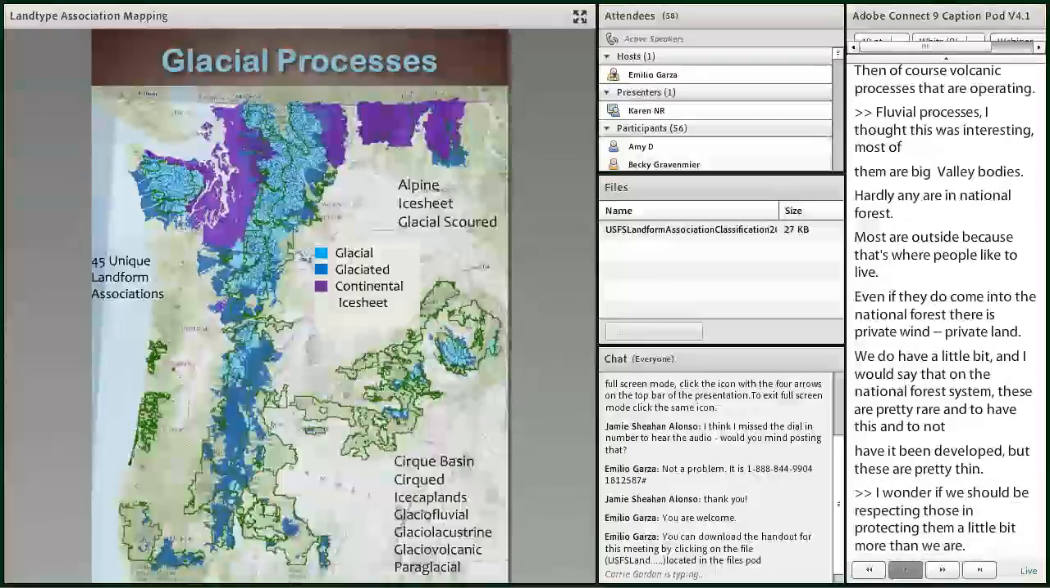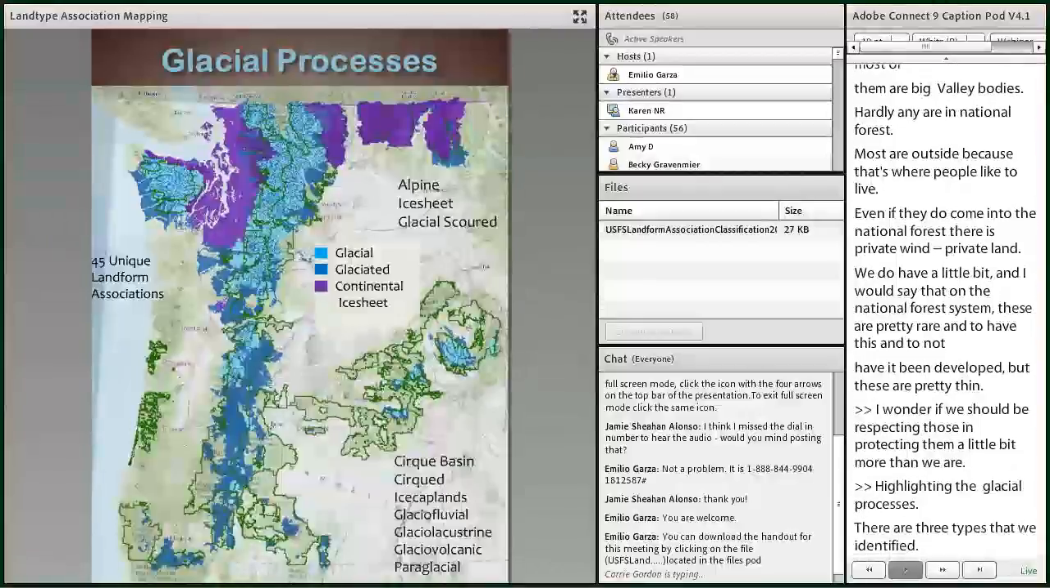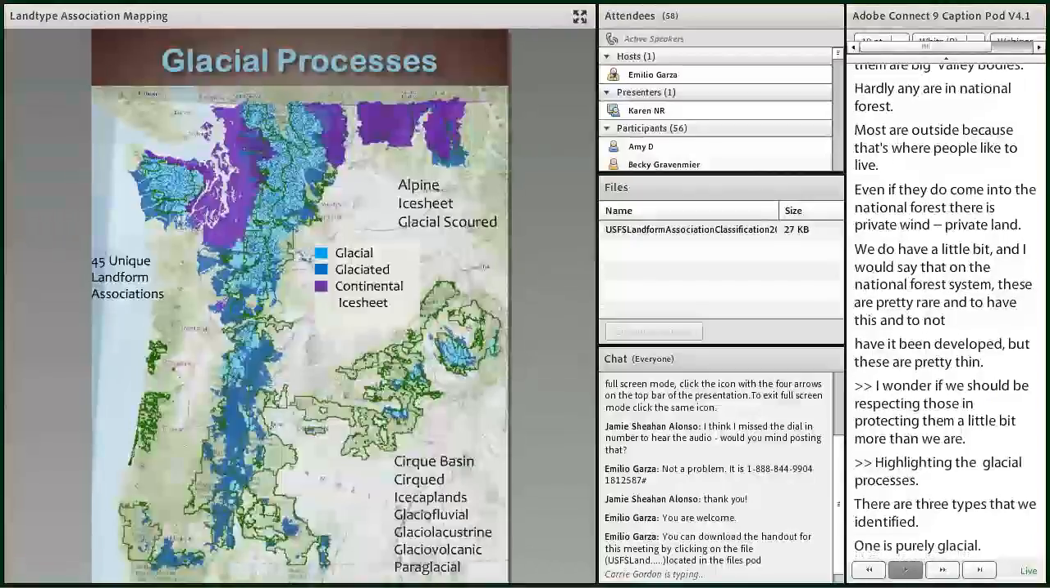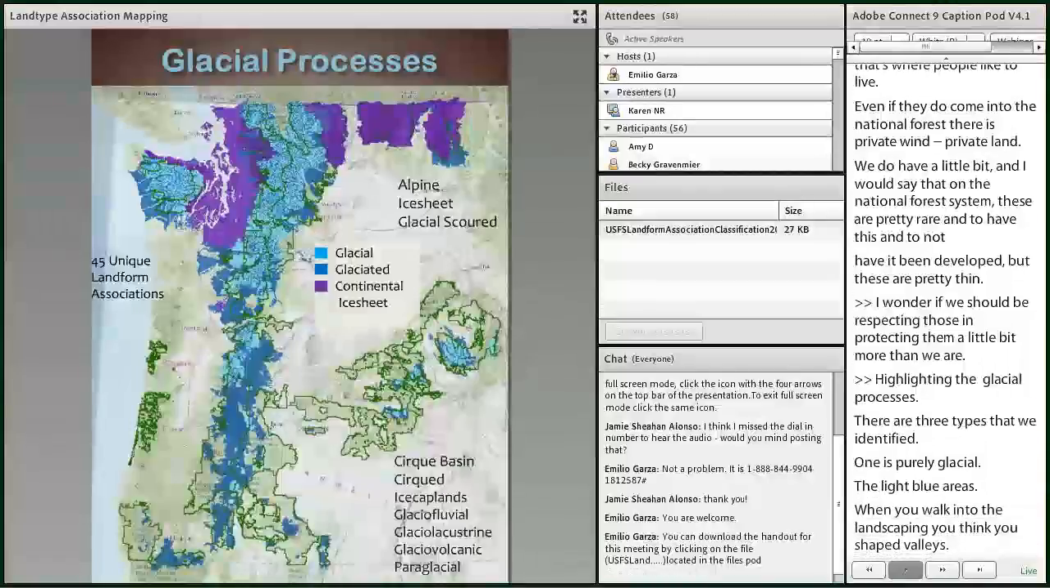I would say that there are 3 types of glaciation that we've identified. One is purely glacial, these light blue areas. You walk into this landscape and you think U-shaped valley, scoured mountain slopes, glacial valley walls, glacial moraines. I mean, when you're in that landscape, you know you're in that landscape.